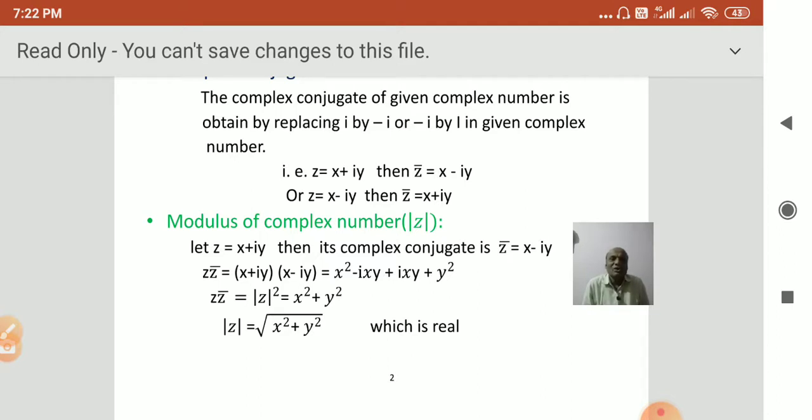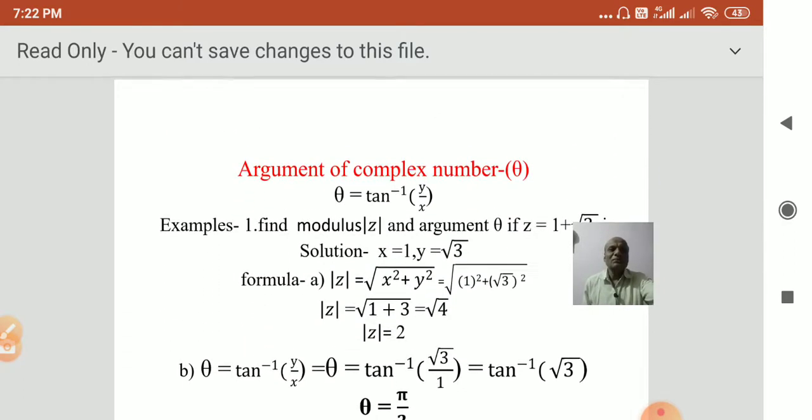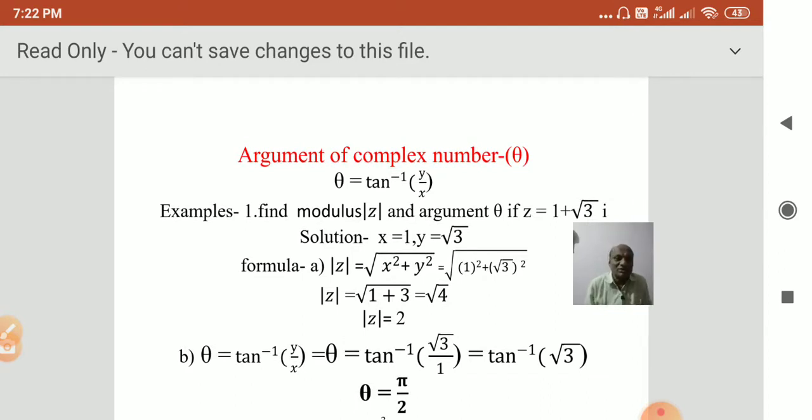So if we find this z bar, which is known as the modulus of a complex number, it is real because there is no i term, the complex quantity is not there. Now further, how to find the argument of a complex number? So what is the formula for this? The argument is denoted by theta, and it is calculated as theta equal to tan inverse of y by x.